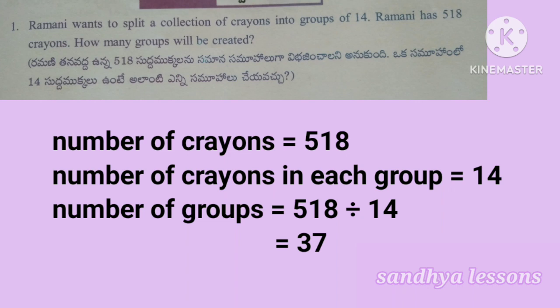Number of groups. We can get number of groups by dividing number of crayons with number of crayons in each group. That is 518 divided by 14. After dividing we get 37. Therefore number of groups is equal to 37.